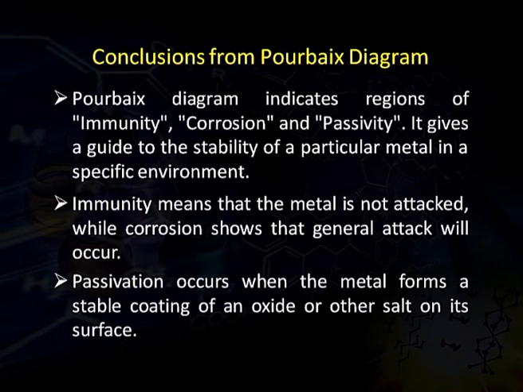Passivation occurs. Passivation means if you see metals such as copper, aluminum and tin, they have an oxide layer formed on their surface, which is very thin and strongly adhered to the metallic surface. Thus, the underlying metal turns passive. Passivation occurs when the metal forms a stable coating of an oxide or other salt on the surface. It was all about the Latimer, Frost and Pourbaix diagrams.